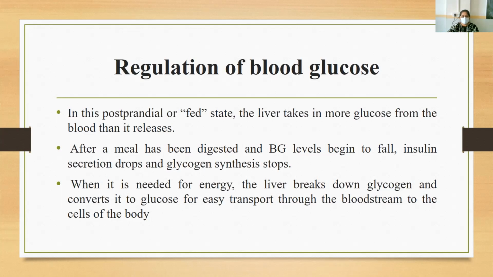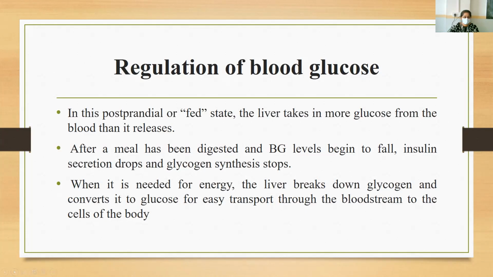So when it is needed for energy, what happens? By the time it is evening, you have had lunch by 1 o'clock, and then by 4 o'clock or so, you still feel hungry. Then what does the liver do? The liver will go for glycogenolysis, where the glucagon hormone is activated. So the liver breaks down glycogen with the activation by glucagon and converts it into glucose for easy transport through the bloodstream to the cells of the body. So this is how the blood glucose is regulated.